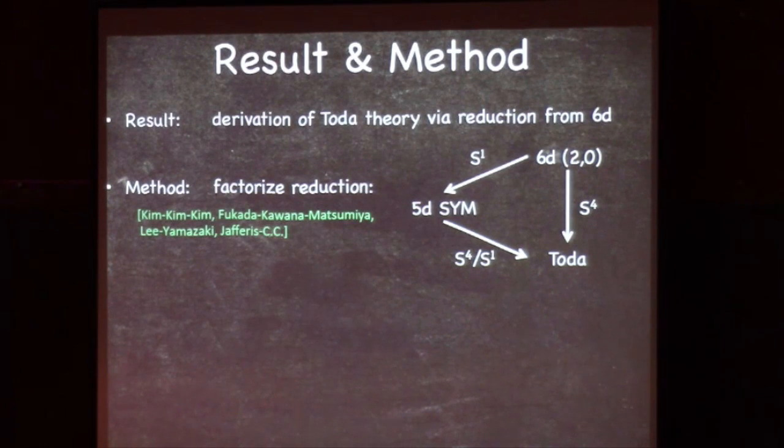How can we do this? We're often told that the 6D theory is quite mysterious. Well, our method, one that's been pursued by many groups in a variety of contexts, is to factorize the dimensional reduction. So instead of putting the 6D theory on the 4 sphere first, we'll just reduce on a circle and get to 5D super Yang-Mills, and then we'll put 5D super Yang-Mills on this quotient space S4 times S1. Okay, why does that work?